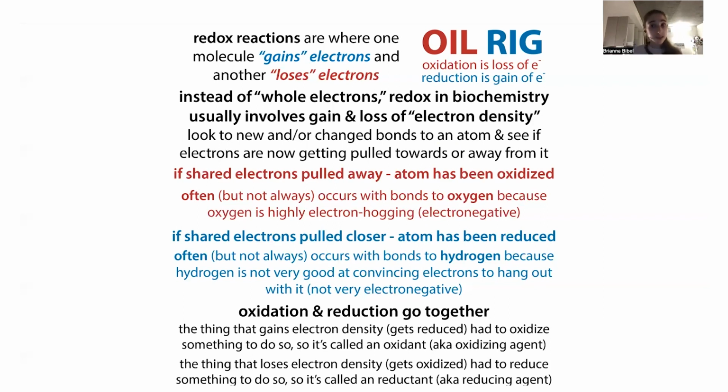And often, but not always, this is associated with the bond to oxygen. Because oxygen is really electronegative, it's going to be hogging those shared electrons. If we think about those electrons forming a bond where the electrons are pulled closer, well, now that atom has been reduced, it has more of that electron density. This often, but not always, occurs with the bond to hydrogen, because hydrogen is less electronegative. So it's kind of like a freebie electron if you form a bond to it.